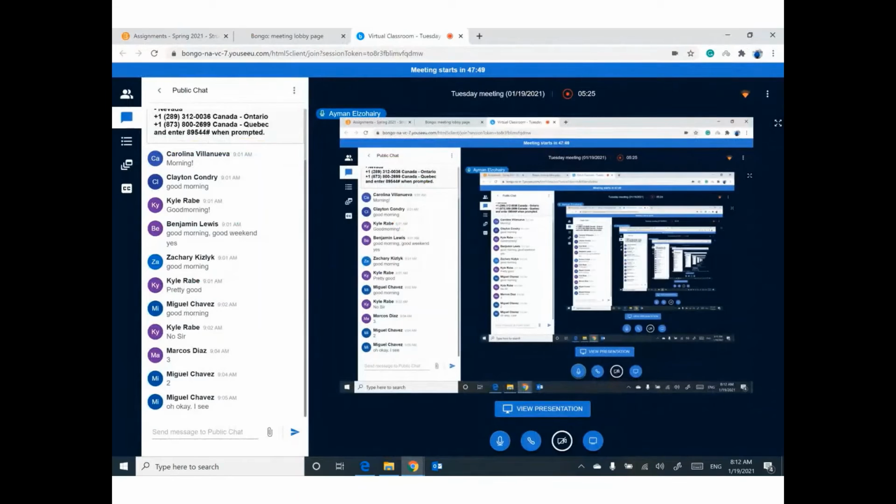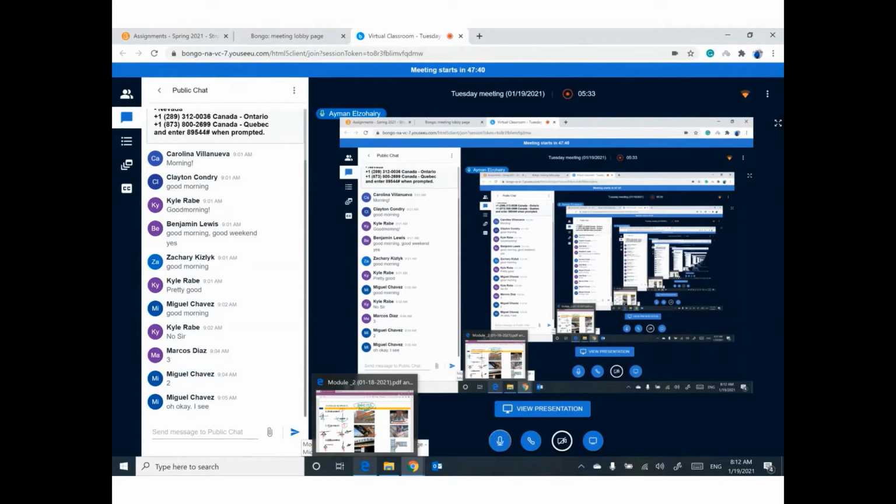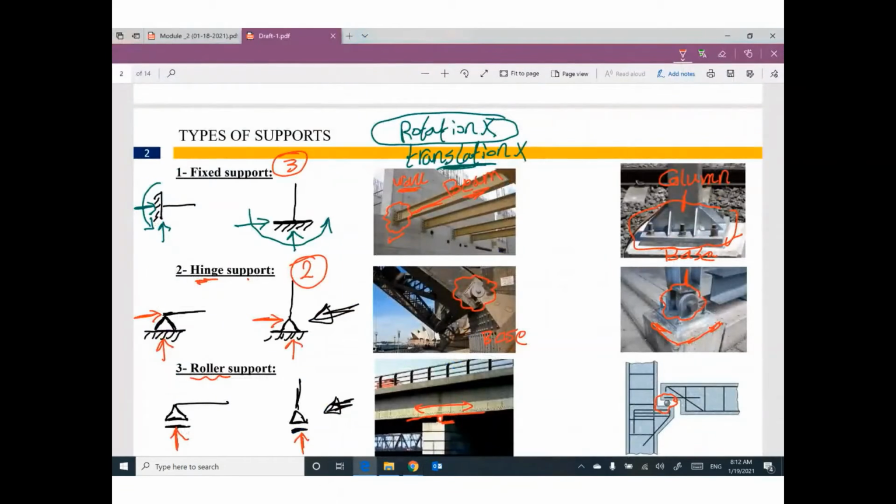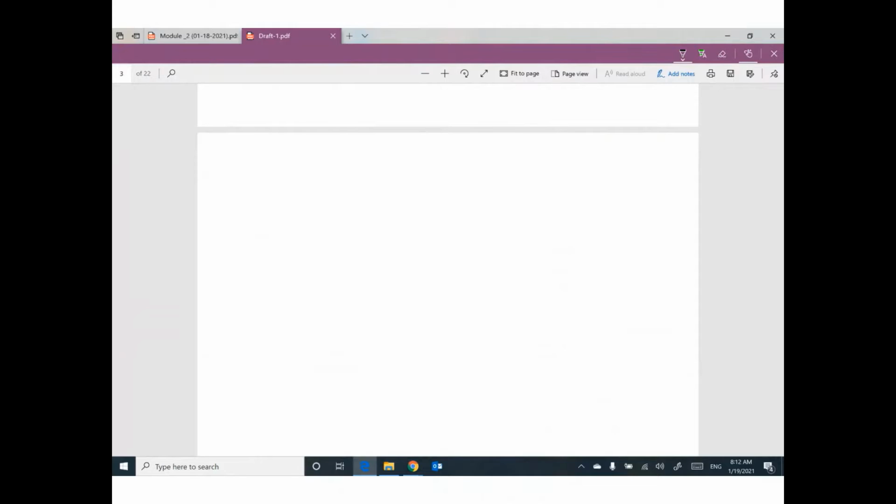Any question so far? If you have any question at any time, let me know, please. Guys, this week is very important. Please pay attention. This week is very important. We are building something for the next week. I have a comment. What will happen if you have a roller like this or a roller like this?